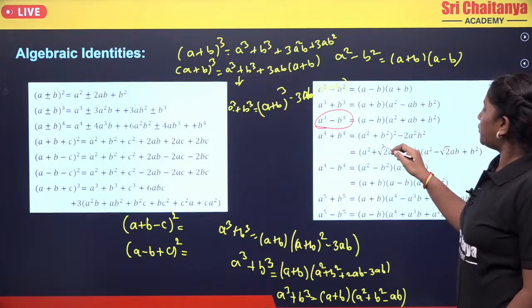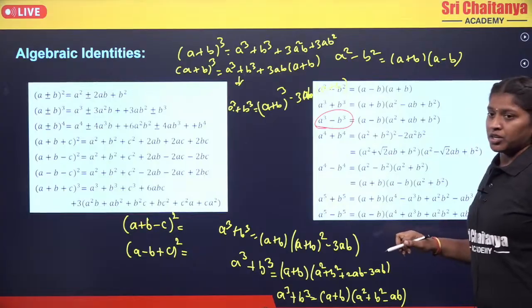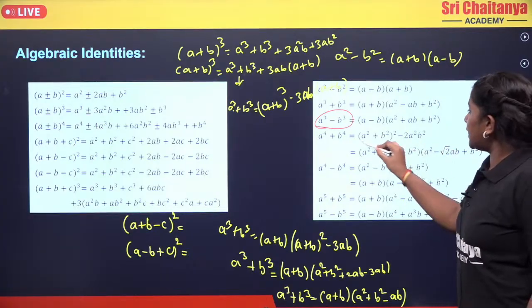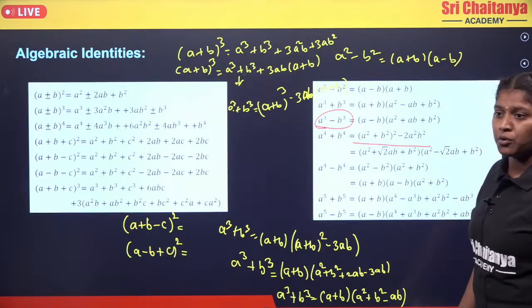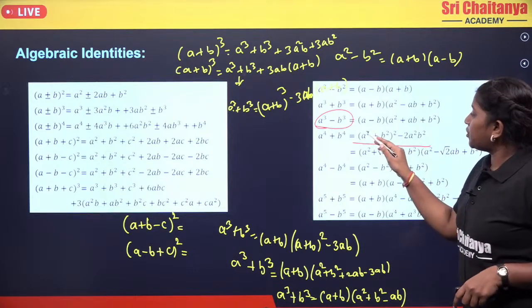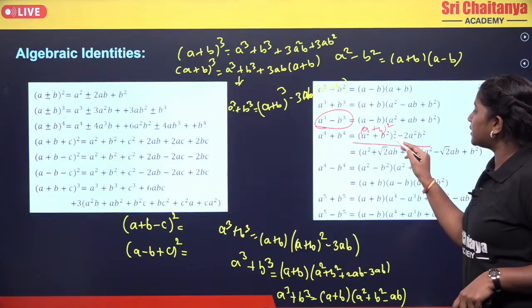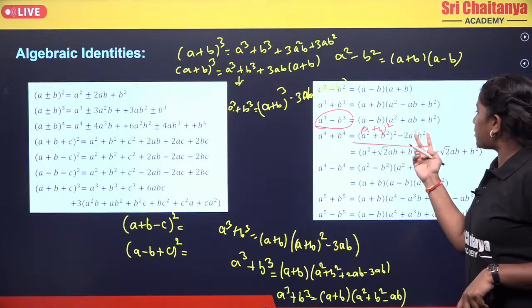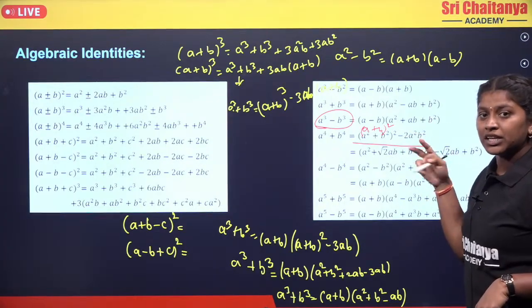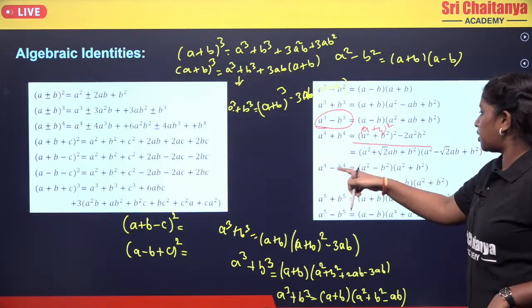Okay, now moving to the next, if you observe here, a to the power 4 plus b to the power 4. Here we can get the expansion like (a square plus b square) whole square minus 2a square b square. Why? Because if you apply the (a plus b) whole square formula, you will get a plus 2a square b square, and if you subtract the 2a square b square, then we will get a to the power 4 plus b to the power 4.